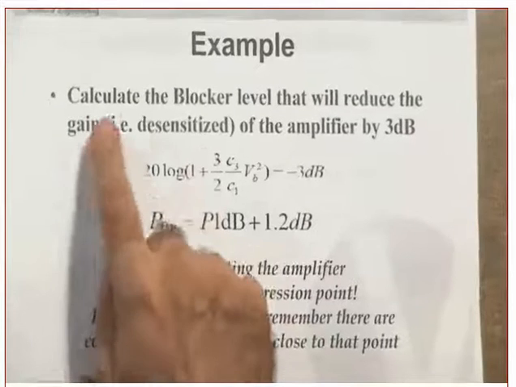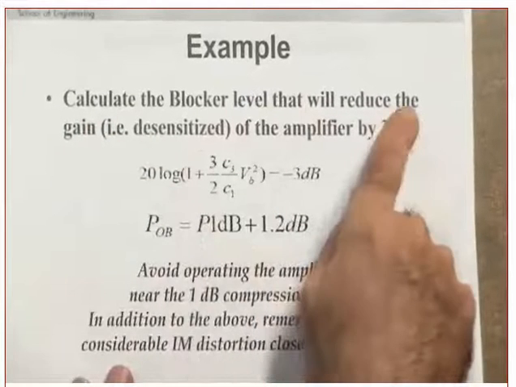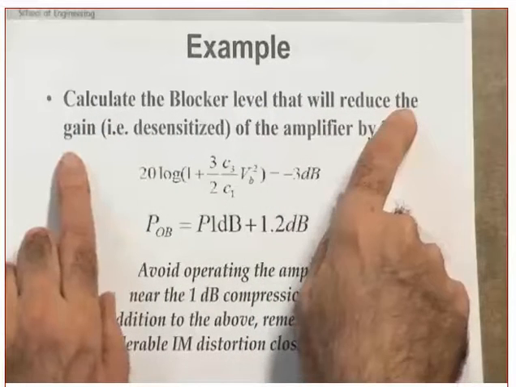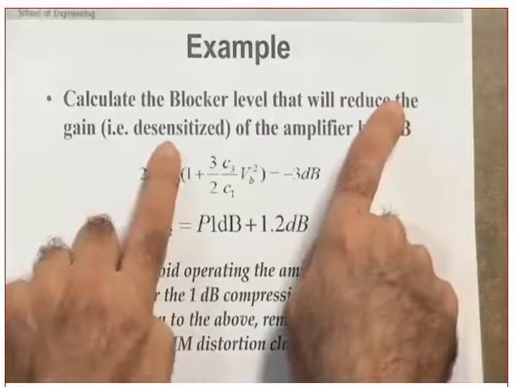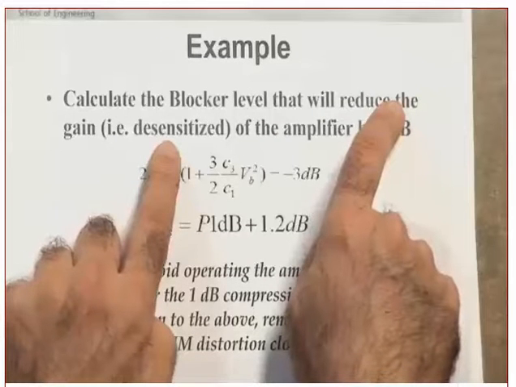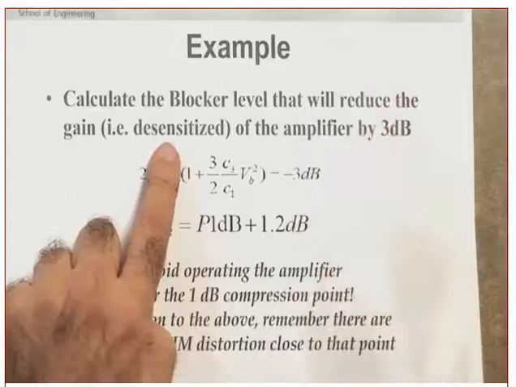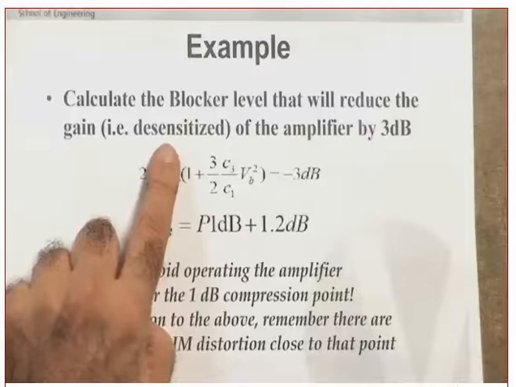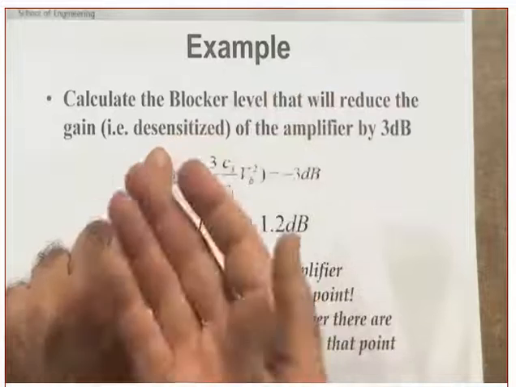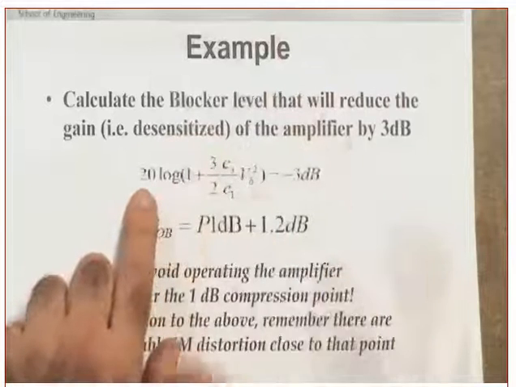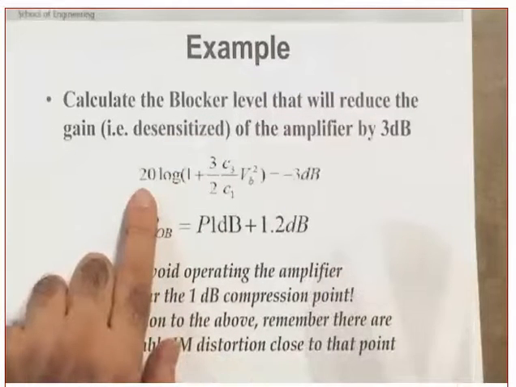Clear? Okay. So calculate the blocker level that will reduce the gain. Reducing the gain means desensitizing. Yes? What is sensitivity? When we talk about sensitivity, it's the ability of the receiver to detect weak signals. So desensitization means you are reducing that level even lower. Are you following or not?